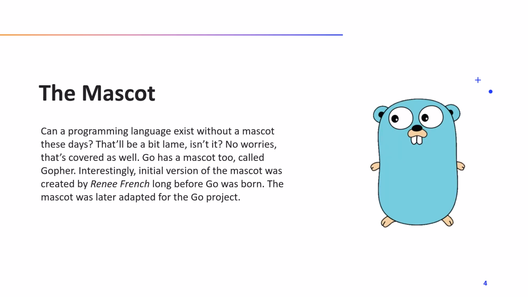The mascot. Can a programming language exist without a mascot these days? That would be a bit lame, isn't it? No worries, that's covered as well. Go has a mascot too, called Gopher. You can see Gopher right here. Interestingly, the initial version of the mascot was created by Renee French long before Go was born. The mascot was later adapted for the Go project.